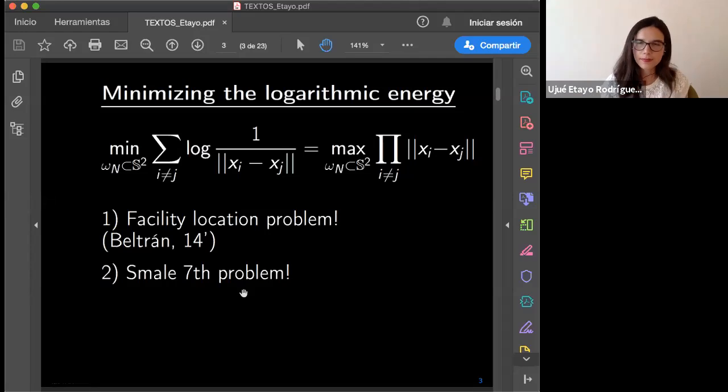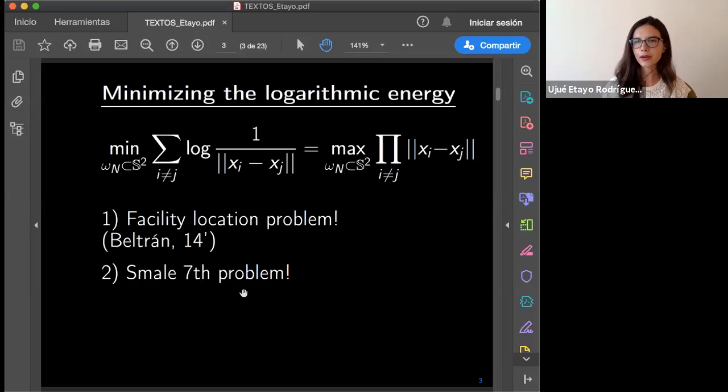Steve Smale is a very famous mathematician that has worked in many, many different fields of mathematics. He is a Fields Medal winner. And for the year 2000, he wrote this list of 18 problems that he considered to be the important ones to solve in this century. So he proposed 18 new problems.